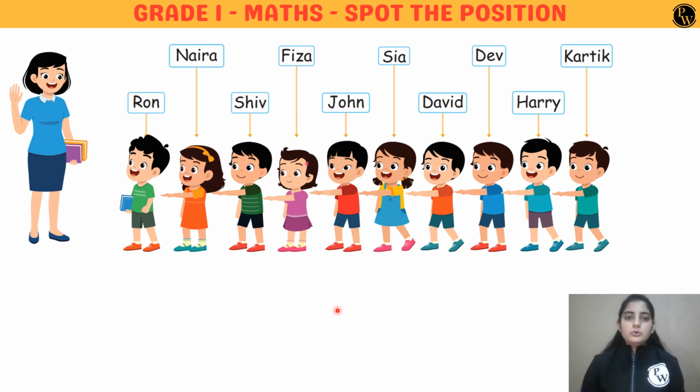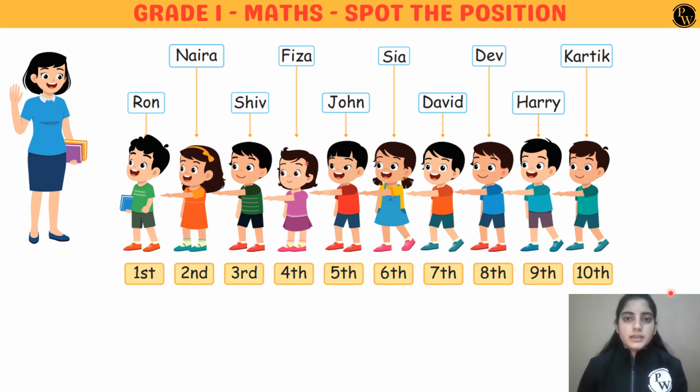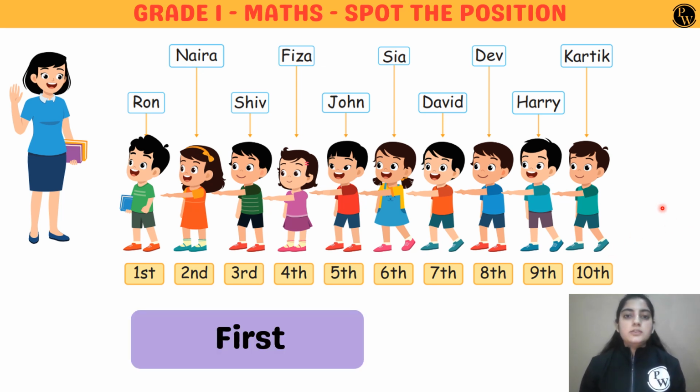One day a teacher asked Harry and other students to form a line as shown here. Now, let's look into the position of each student from the teacher using the ordinal numbers. So, at first, what are we going to do? We are going to write the ordinal numbers starting from Ron to Karthik, right? Yes. So, let's write the ordinal numbers. Now, here we have the ordinal numbers from 1 to 10. Now, let's learn how we pronounce them. Let's start with Ron.